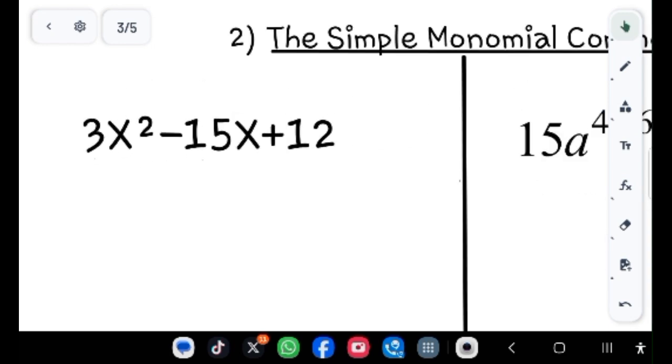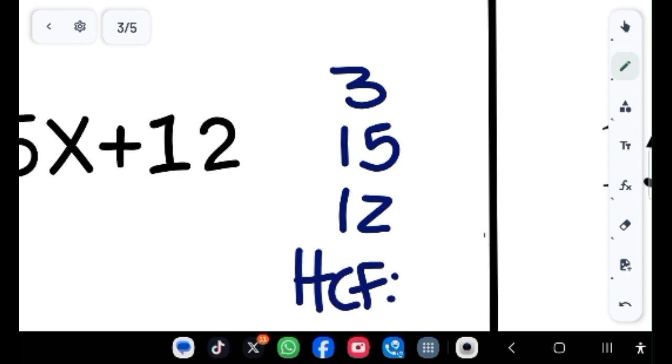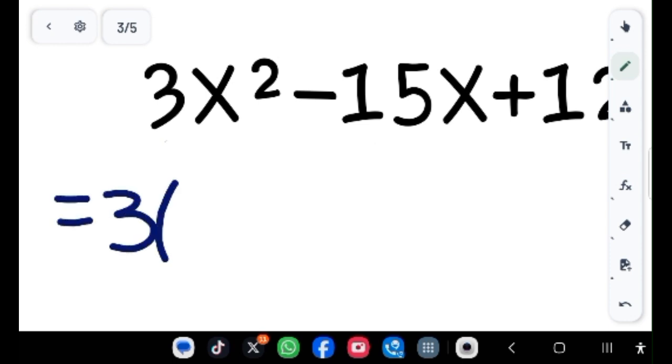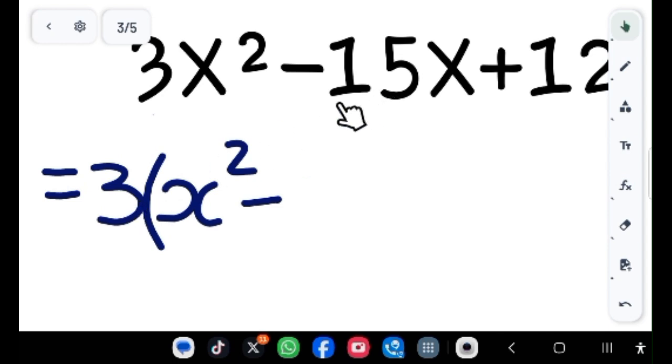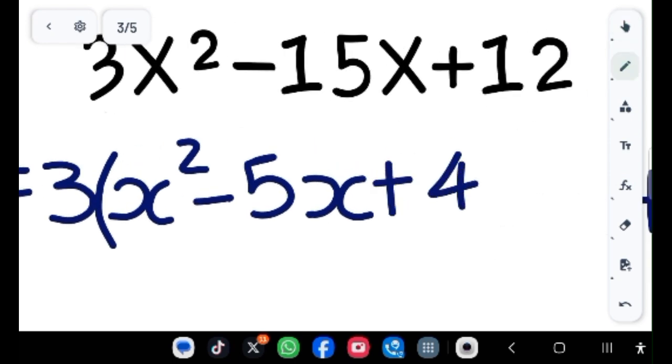But look at the numbers. 3, 15, and 12 have a highest common factor, and that highest common factor is 3. So we take that out. Now that leaves us with x squared, then minus, remember the signs must match, 3 times. To get ourselves from 3 to 15, we need to multiply by 5 and the x. Then to go from 3 to 12, that will be plus 4.